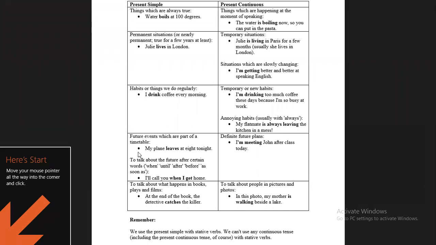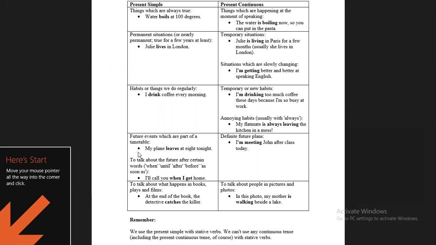If you can see, we use the present simple with things that are always true, or in other words, facts, like water boils at 100 degrees. So this fact will never change. Water will not boil unless the temperature is 100 degrees.